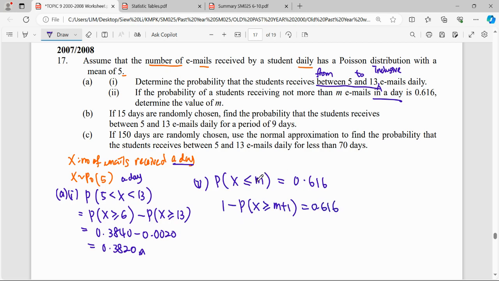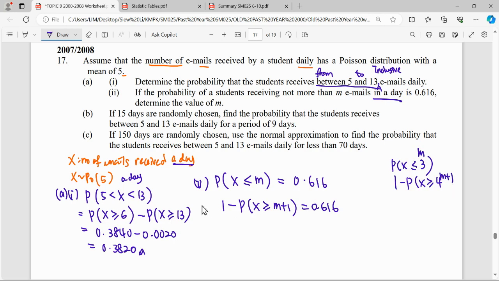So m is included. The next number after m will be m plus 1, not included. So start from m plus 1, and you minus it out. If you cannot, we just assume we put a number. If P(X less than or equal 3), how are we going to read? We will read P(X more than or equal 4). So if this one is m, this is m plus 1.